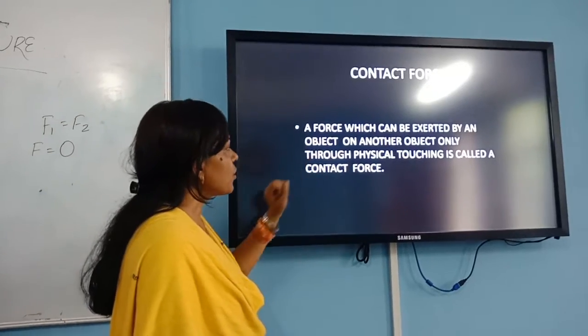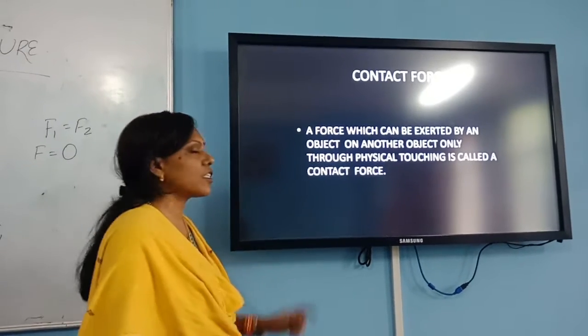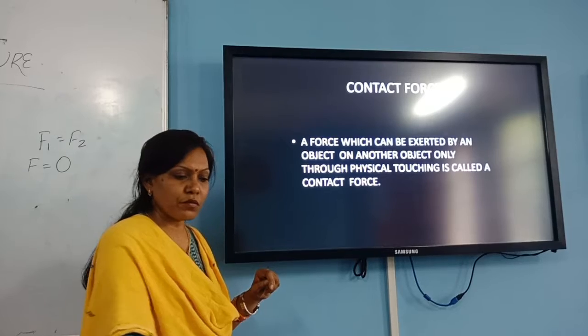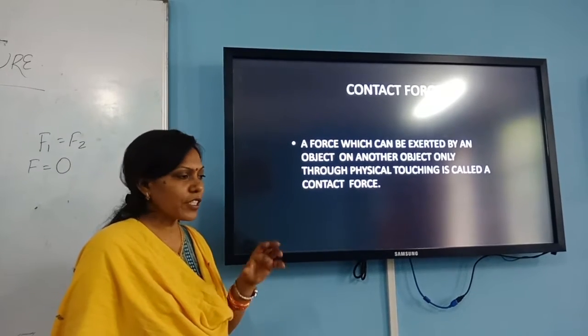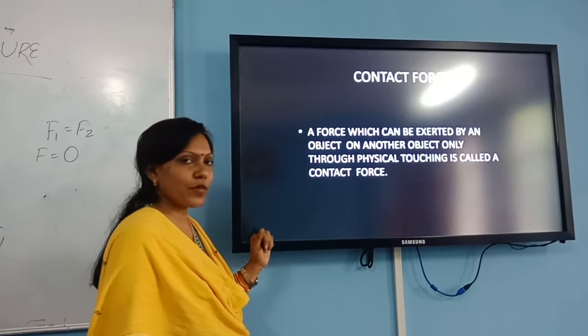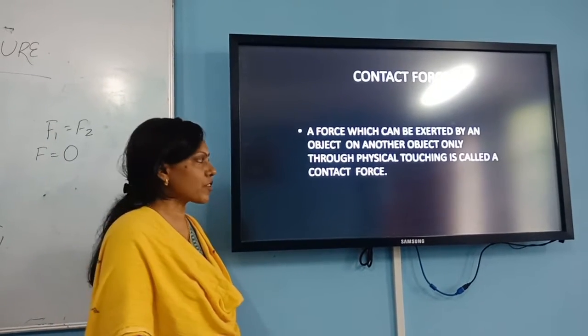A force which can be exerted by an object on another object only through physical touching is called contact force. When we kick the ball, we kick means we touch it. So that is contact force. Examples of contact force are muscular force and the force of friction, or frictional force.